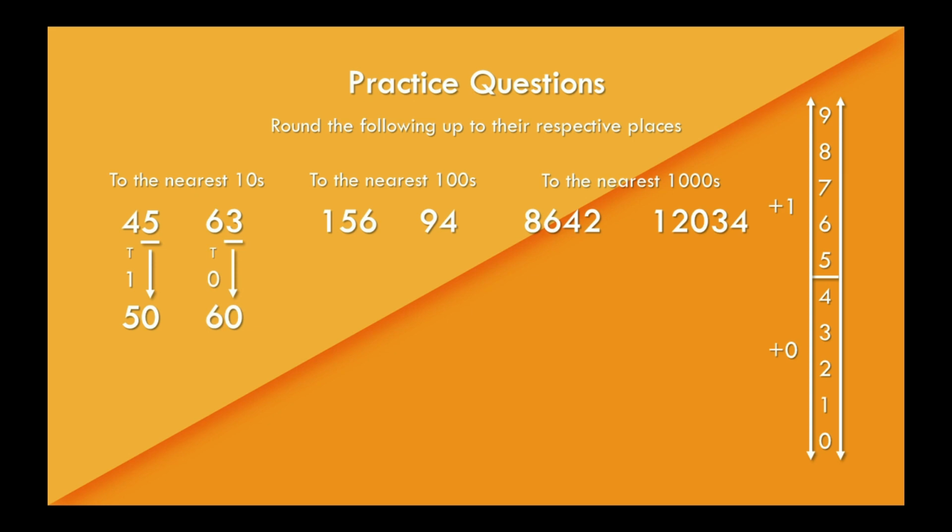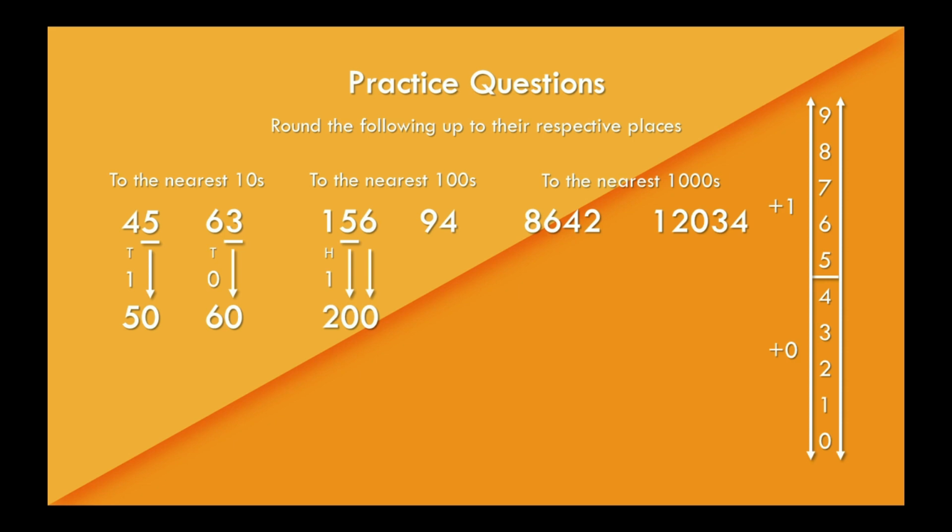Now for rounding to the nearest 100, we find the hundreds place, which is 1. Immediately to the right, we have 5. So we know that 5 rounds up, meaning 5 and everything to the right becomes 0, and 1 gets a plus 1. So we get a final answer of 200.